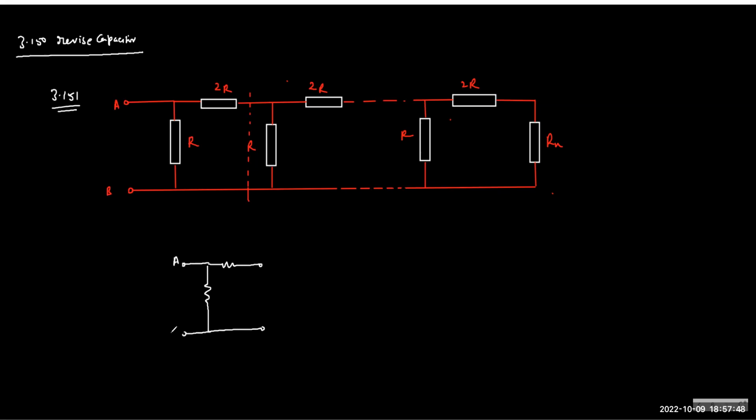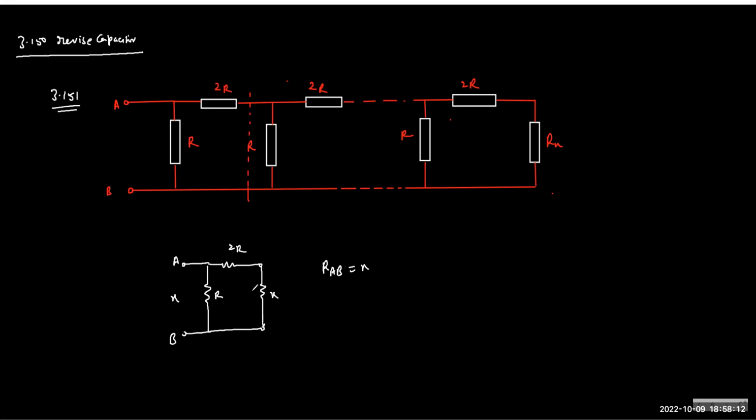So if I say the answer across A and B is X, then the answer across this will also be X. So what you're supposed to do is simply write the R equivalent across A and B. First you find the RAB using the circuit and then equate with X.